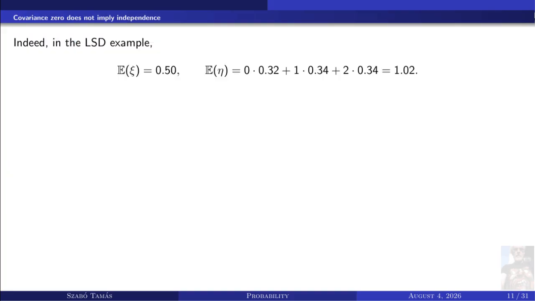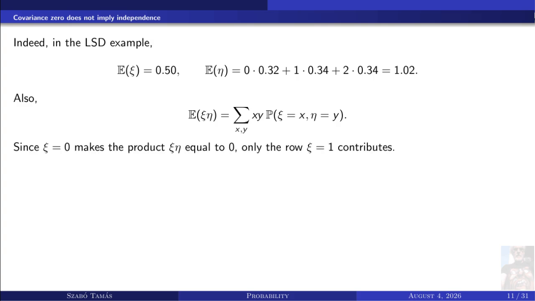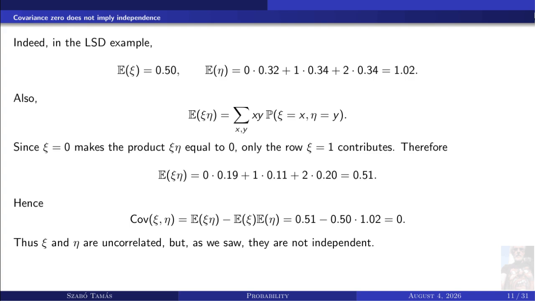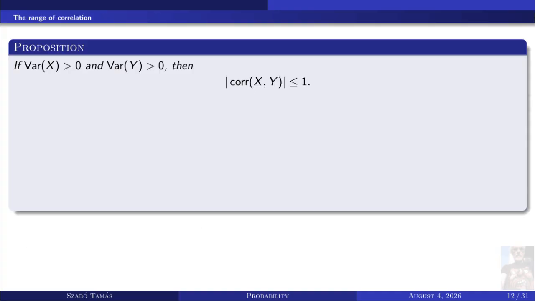In the LSD example, E[xi] is 0.50 and E[eta] is 1.02. Also, to compute E[xi eta], we use the joint distribution. Since xi can only be 0 or 1, whenever xi equals 0, the product xi eta is 0, so the first row contributes nothing. Only the row xi equals 1 remains. Therefore, E[xi eta] equals 0.51. Thus, cov(xi, eta) equals 0. Thus, xi and eta are uncorrelated, but as we saw, they are not independent. We also record the range of correlation.